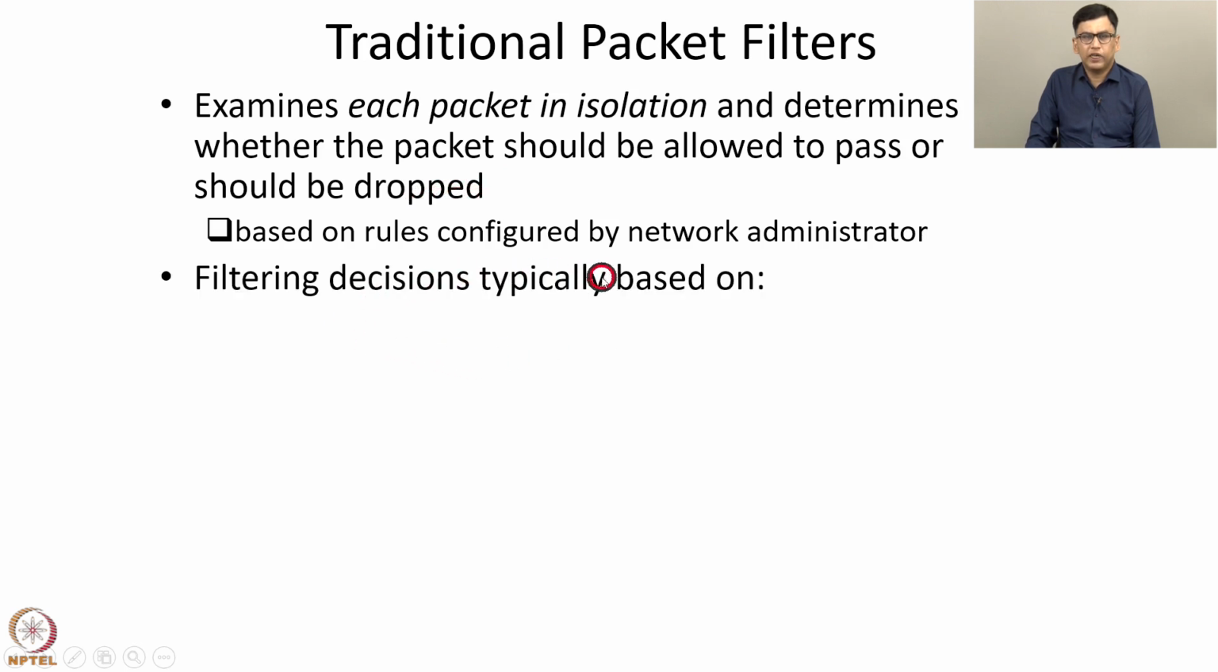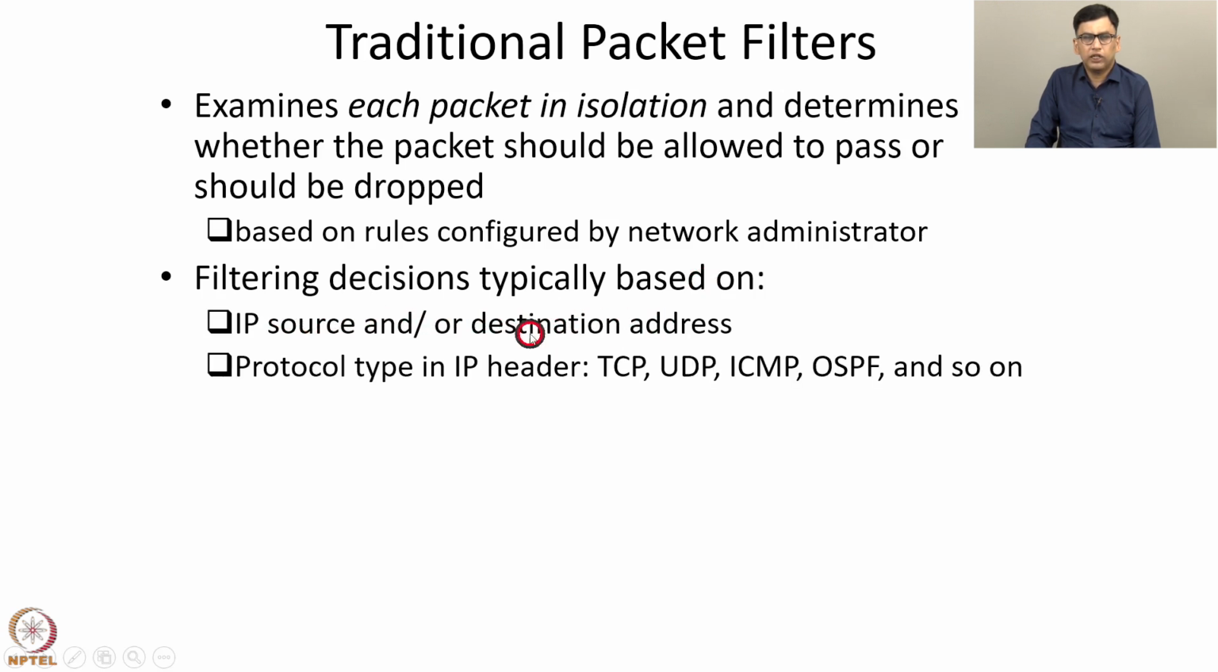Filtering decisions are typically based on various header fields in the packets. These header fields include the IP source and or destination addresses, which are in the IP header. Then the protocol type in the IP header, whether the protocol type is TCP, UDP, ICMP, OSPF, and so on. So this protocol type indicates which protocol is being carried in the payload of the IP packet. Examples are TCP, UDP, ICMP, OSPF, and so on.